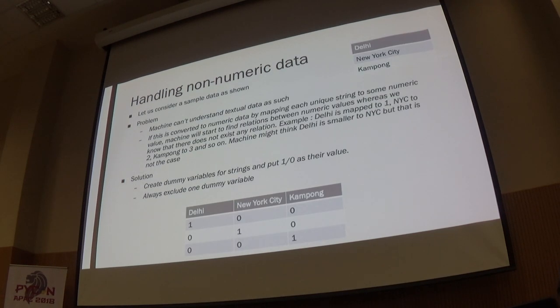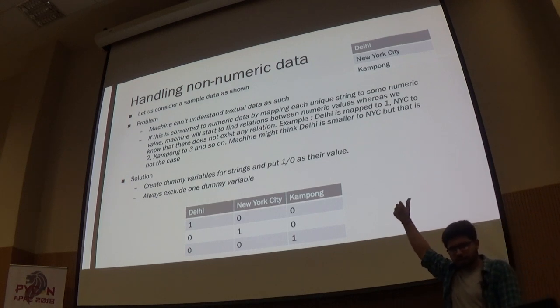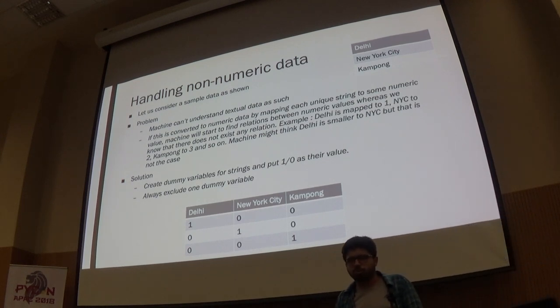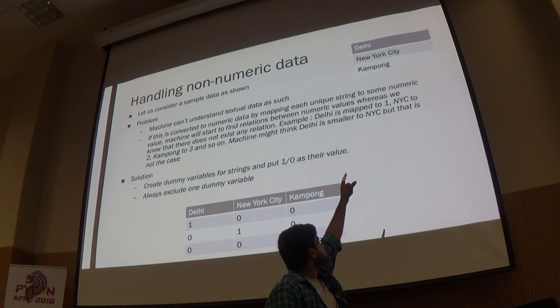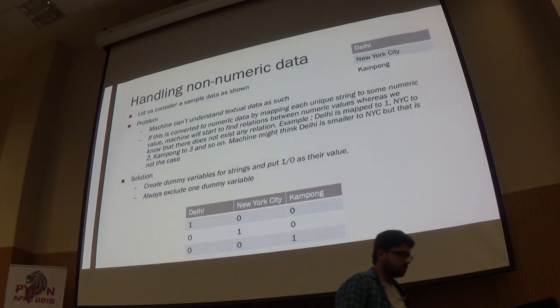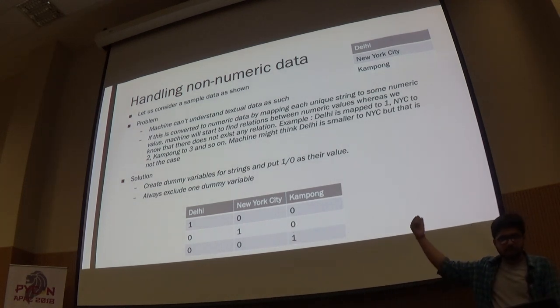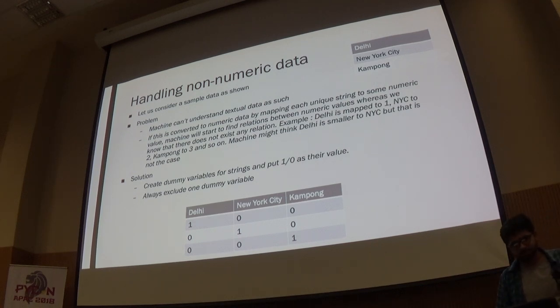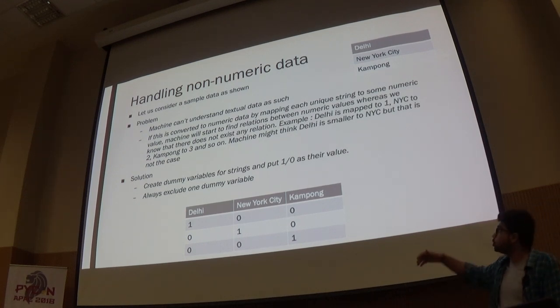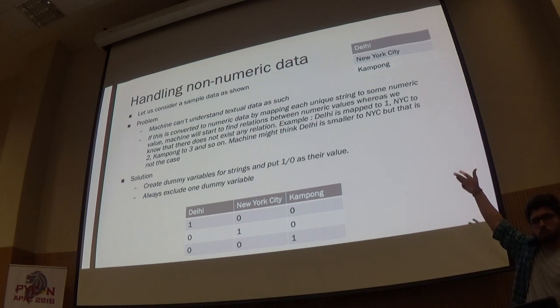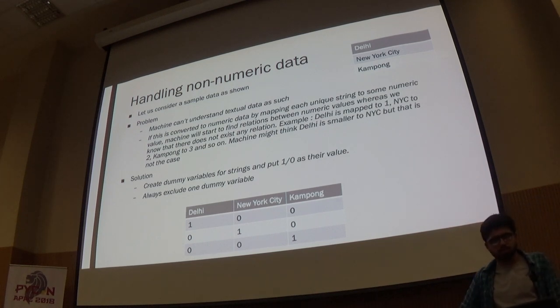Reason being, suppose one of the data sets I have has cities like Kampong, and this data was collected in the system. There's an issue with it. The machine can't understand it. Can I convert it to numeric data? Can I just put them with IDs like 1, 2, 3? That is also not possible.